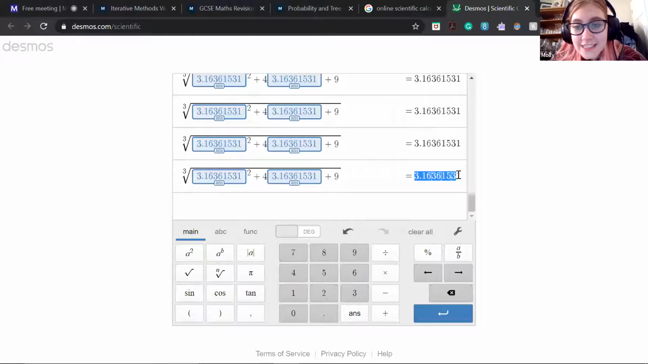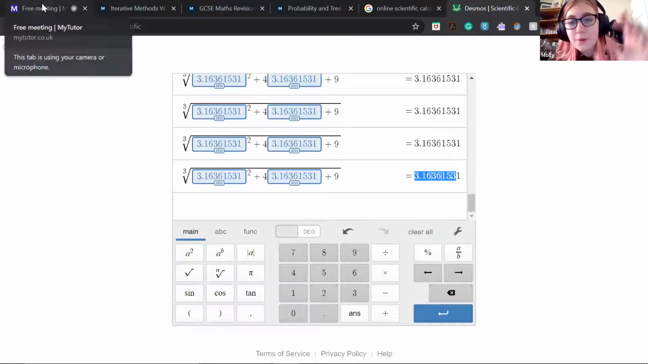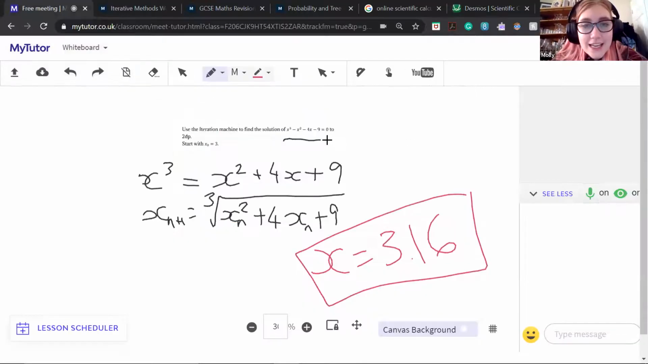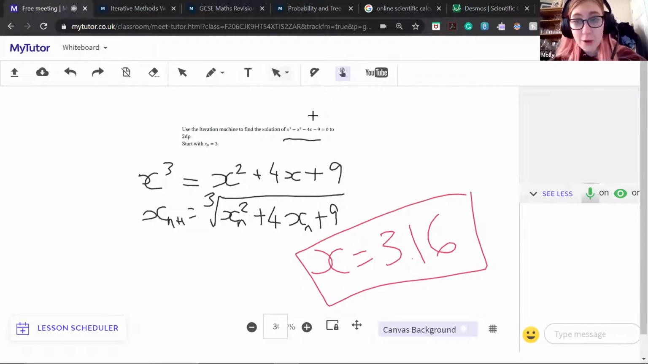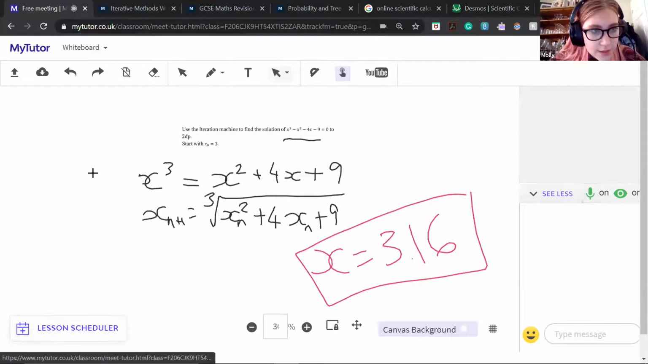And you can test this. You can put this x equals 3.1636, etc. into this equation, and you'll see that it equals 0, or very, very close to 0, because obviously the number itself will be infinitely recurring. So hopefully that makes sense.